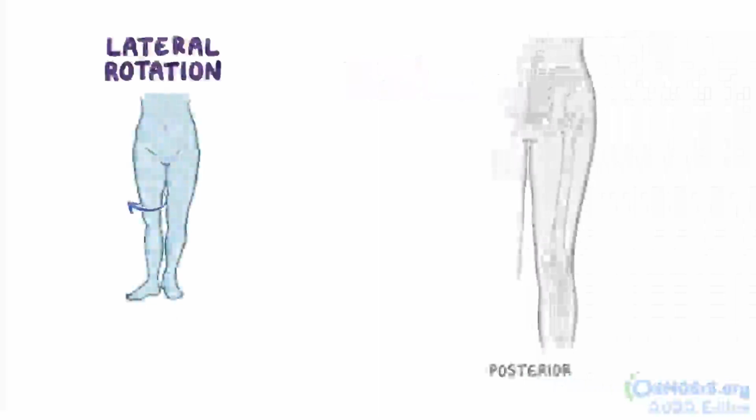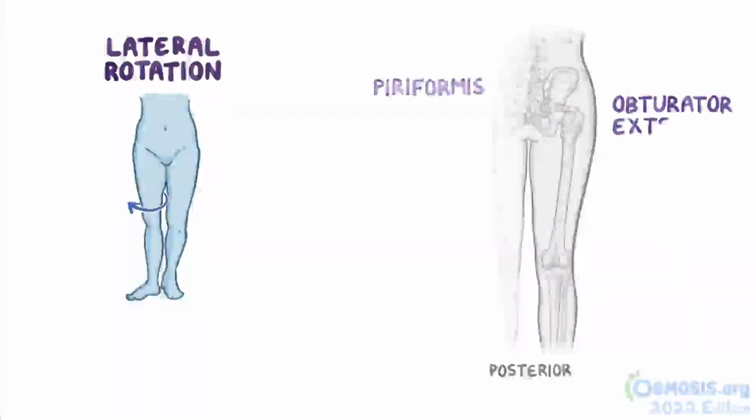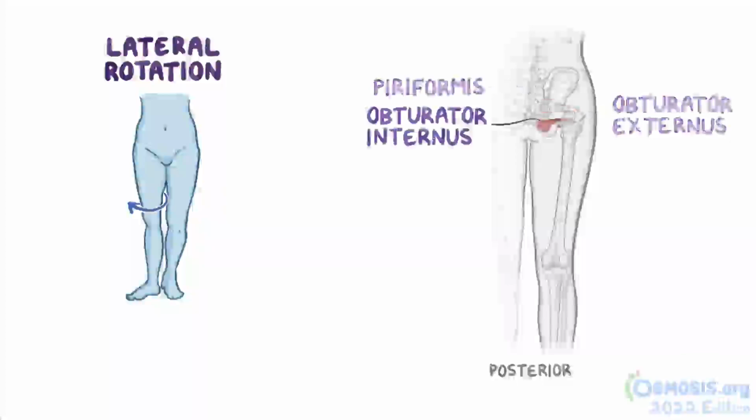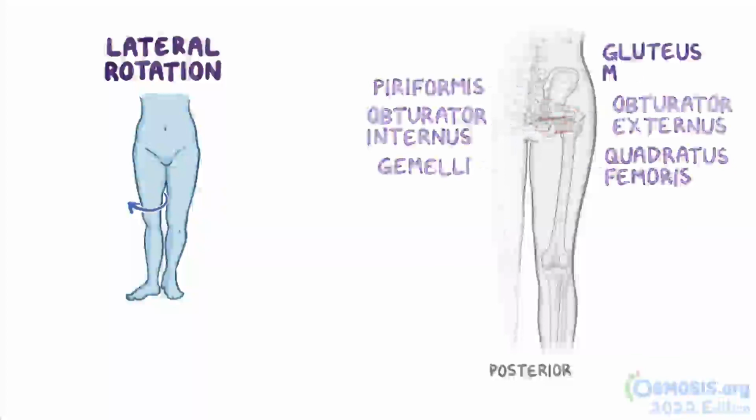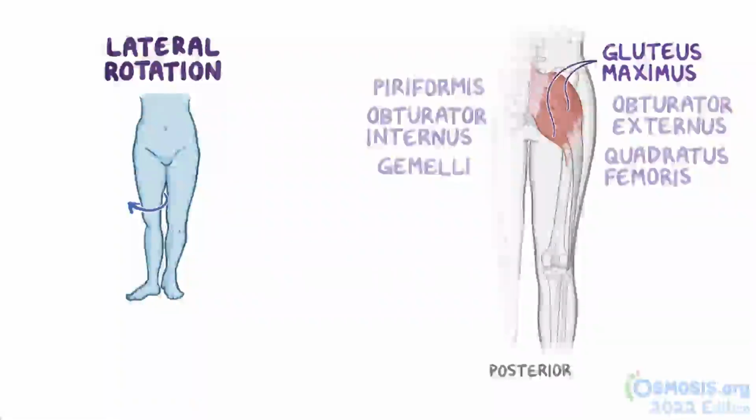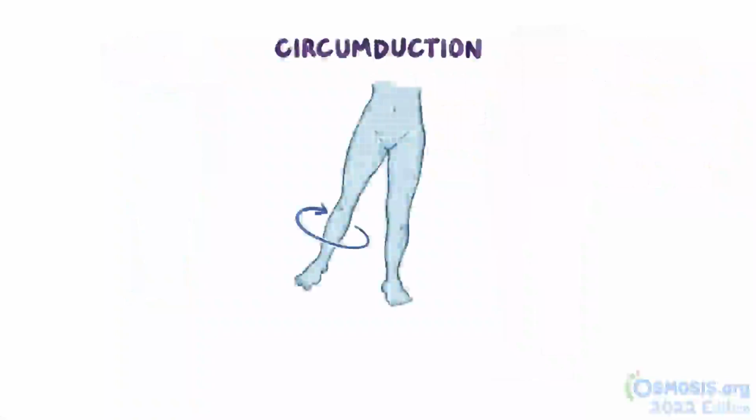And finally, lateral rotation is partly produced by the short lateral rotator group, piriformis, obturator externus, obturator internus, and associated gemelli, and quadratus femoris, but primarily by the gluteus maximus. The hip joint is also capable of circumduction, which is a combination of all of the movements mentioned earlier.